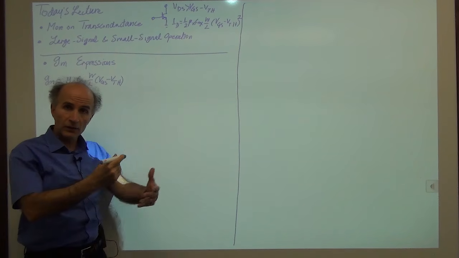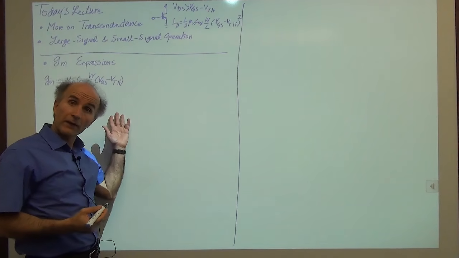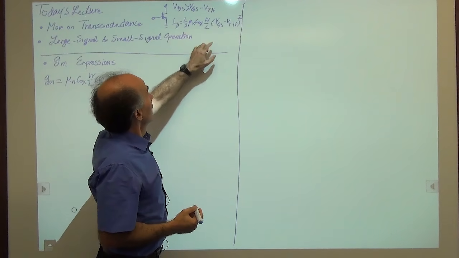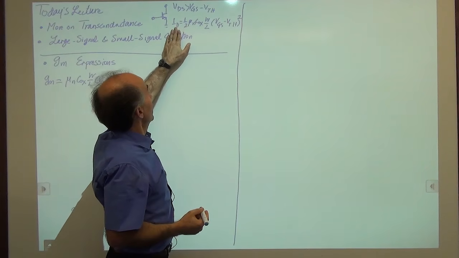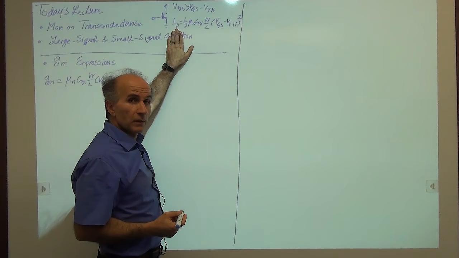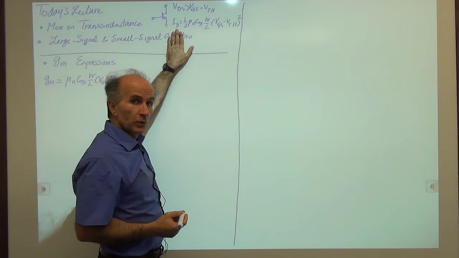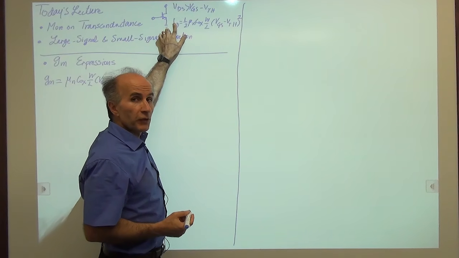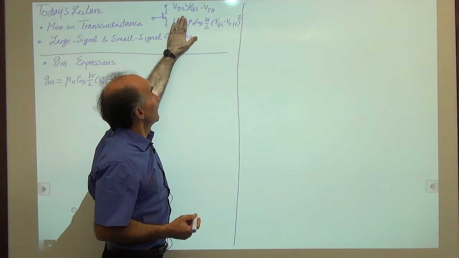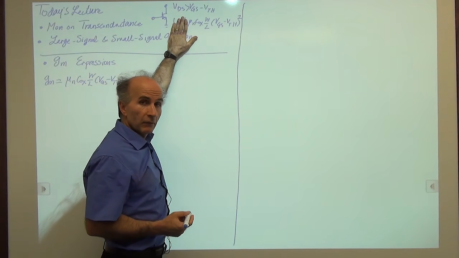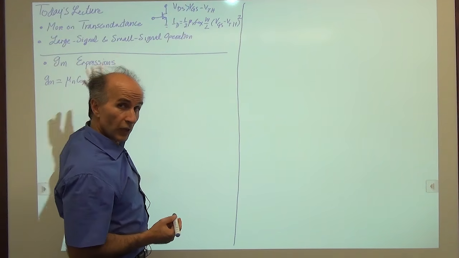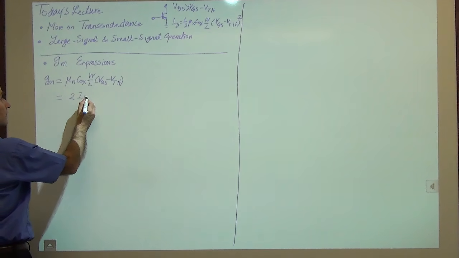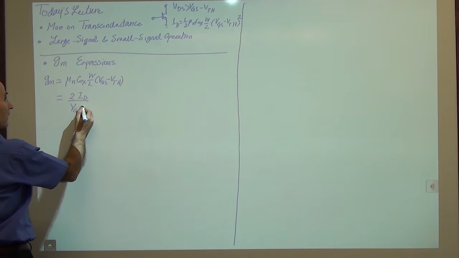But there are other manipulations that we can perform to obtain other types of expressions. For example, I know here that if I divide both sides by VGS minus VTH and multiply both sides by 2, on this side I have 2 times ID over VGS minus VTH. And on this side, I have mu n Cox W over L, VGS minus VTH, which happens to be GM. So GM is also equal to 2ID over VGS minus VTH.